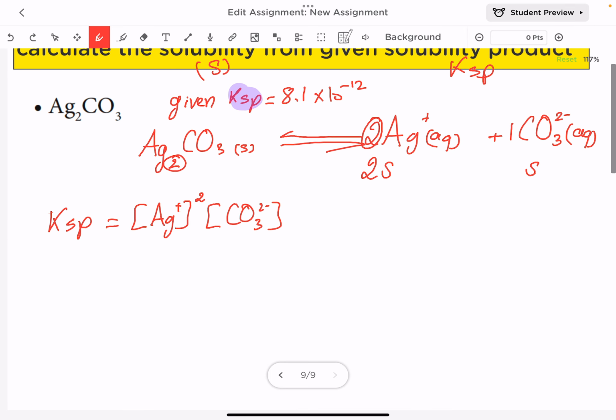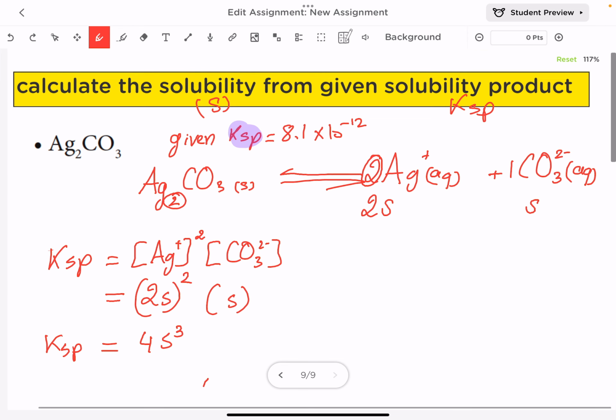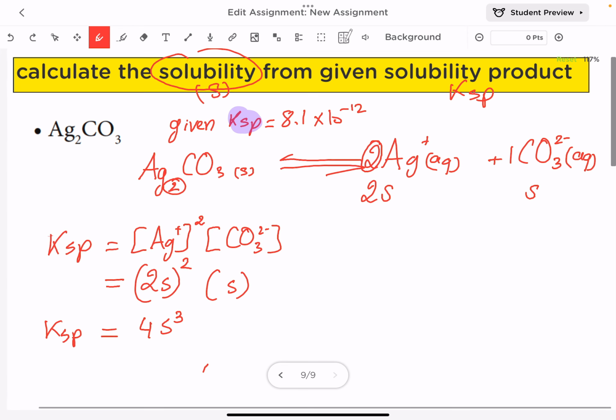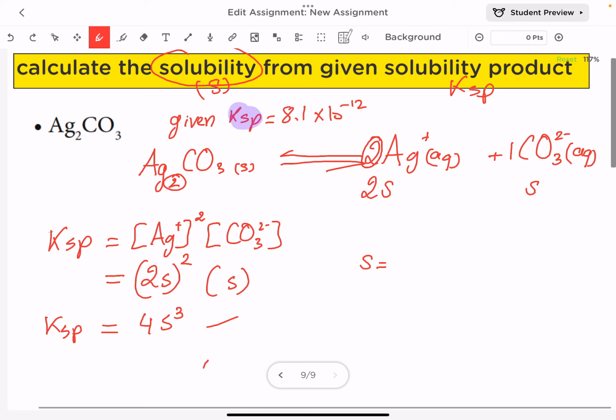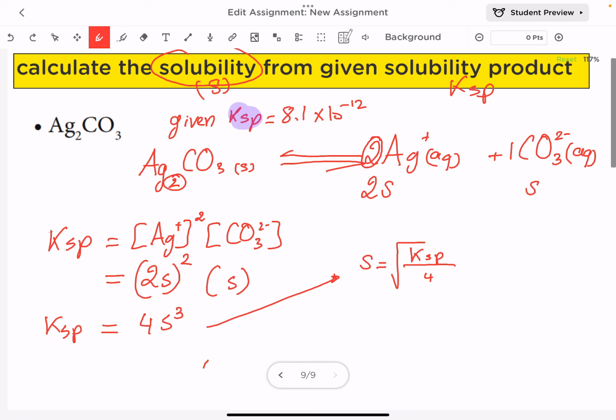Now, step 4 is to substitute this formula of Ksp with the S values. So this would be 2S squared multiplied by S. So finally, the expression of Ksp in the form of solubility is 4S cubed. Therefore, to calculate the solubility, we will say that S is equal to the cubic root of Ksp divided by 4.